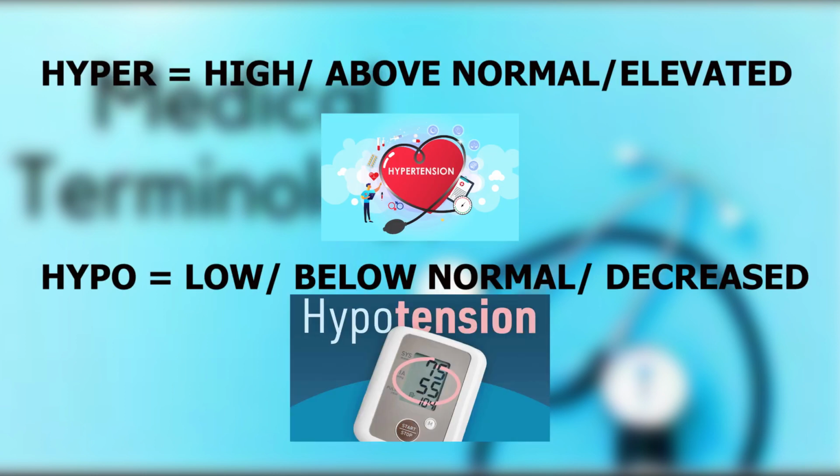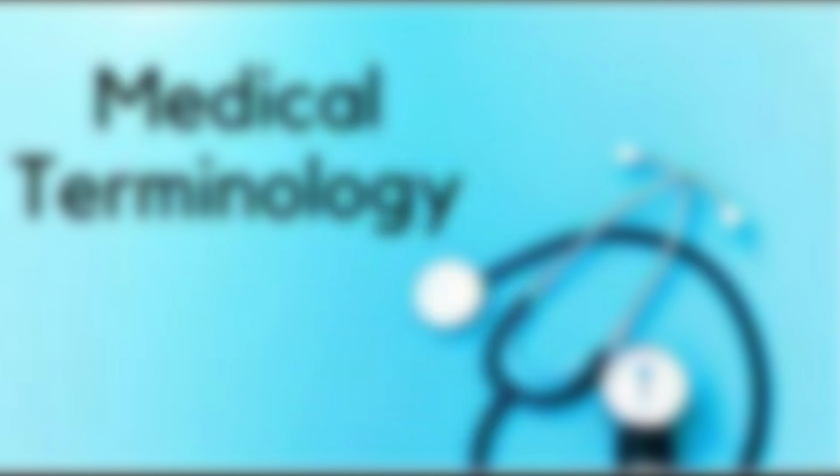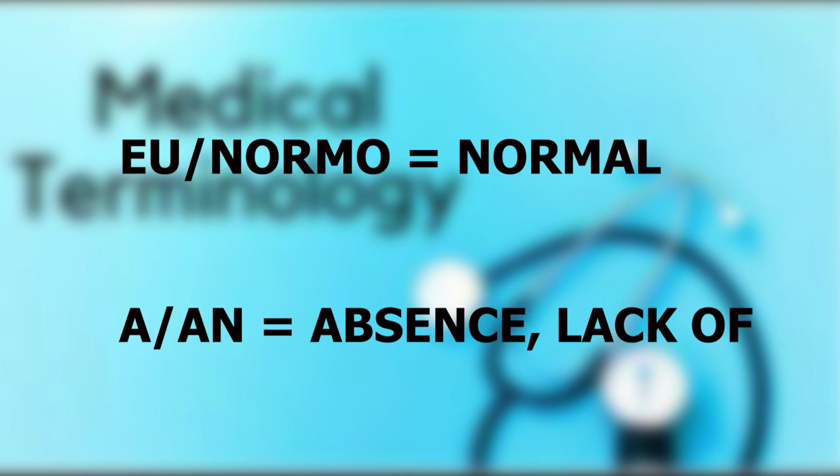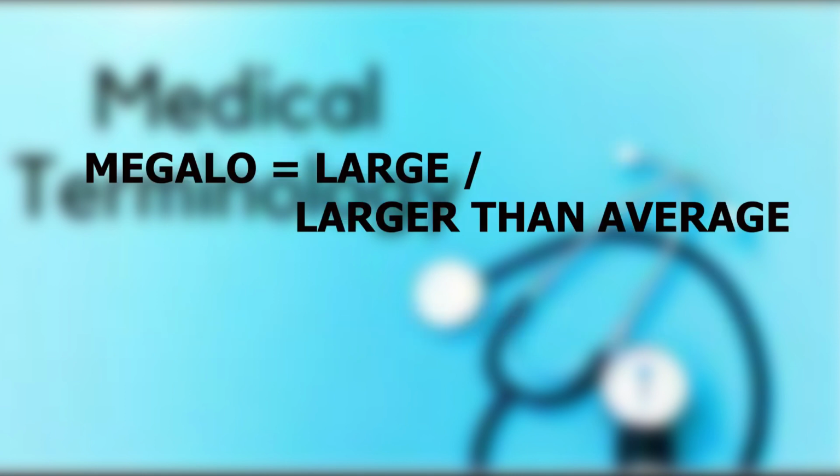Some other words are about amount and size. One is hyper. Hyper just means high. And the other is hypo. The opposite of hyper would be hypo. That means just low, below normal or decreased. A couple other prefixes: one is eu or normo, which means normal, or the condition is normal. Another prefix would be a or an, which just mean absence or lacking. The prefix megalo also means large or larger than average.